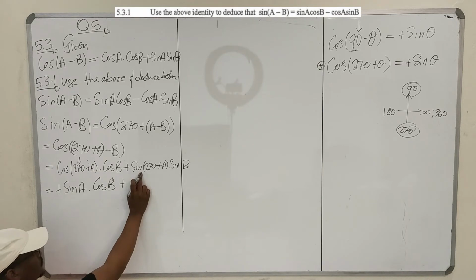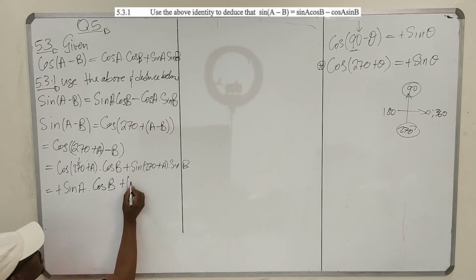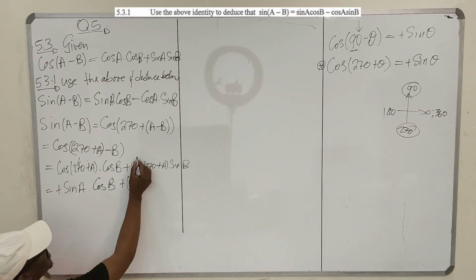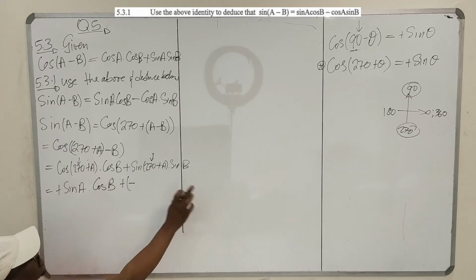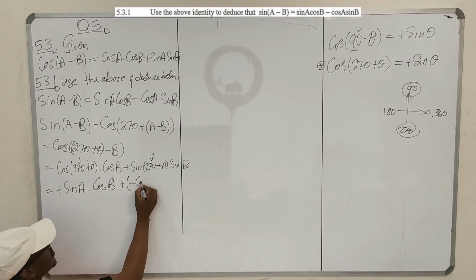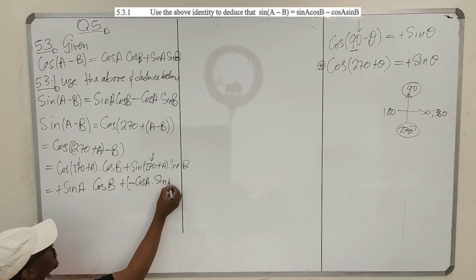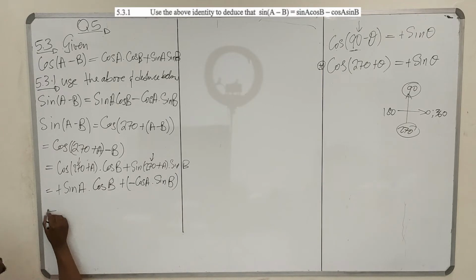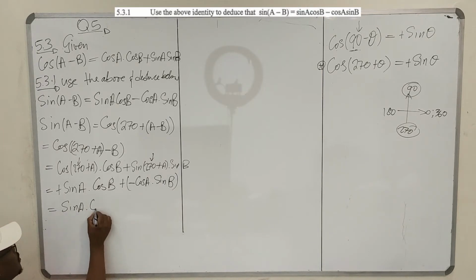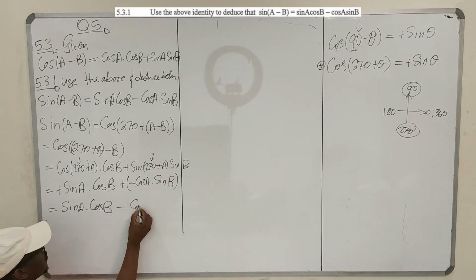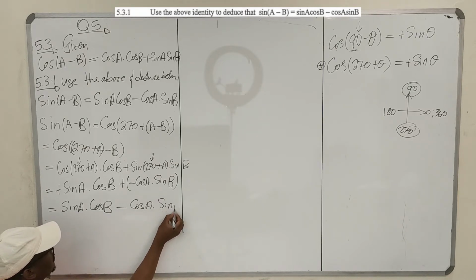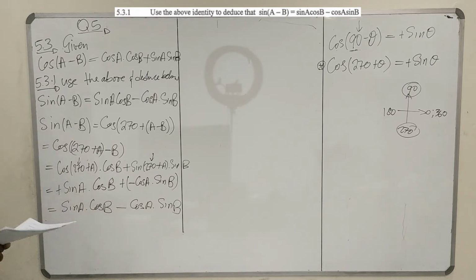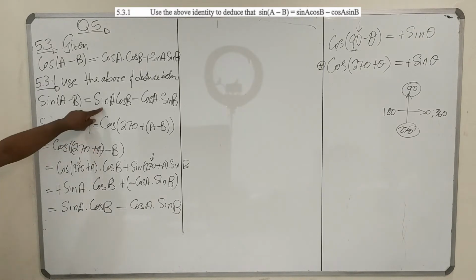Plus, 270 plus which quadrant? Third quadrant, right? What sign is your function? Our function sign is negative. So this will change because we have a maximum of 270. This will change to its cofunction identity, which is cos A times sine B. So this is equal to sine A cos B minus cos A sine B, which is the same as what we're trying to prove up here. So we're done.